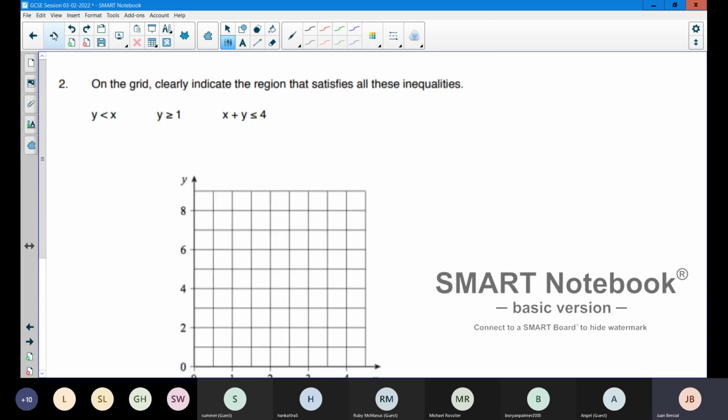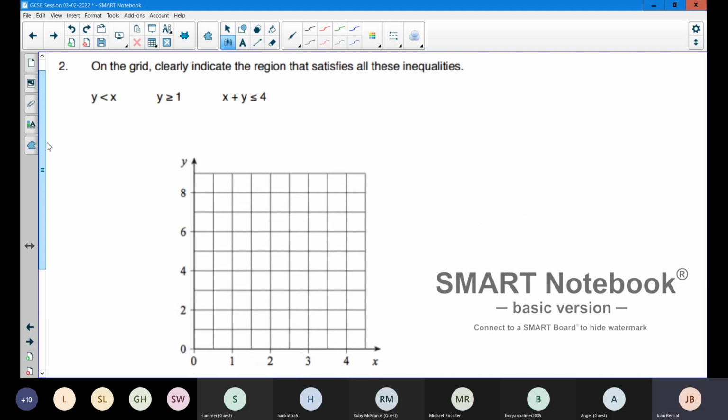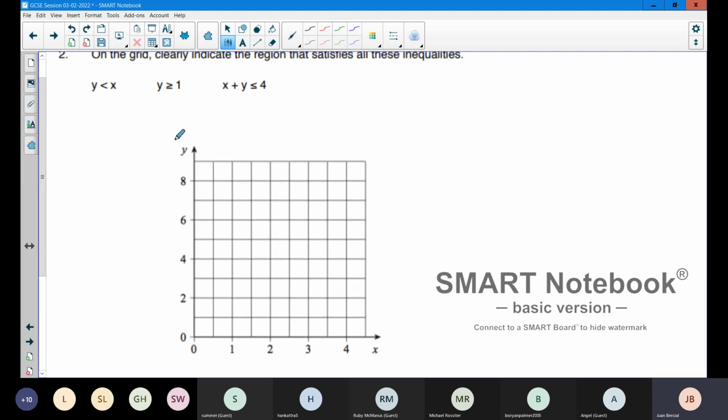Just to practice this one, if you can, please write down these inequalities, and you can just draw a pair of axes. We've got y less than x, y greater than or equal to 1. So here, alert, we're going to have to use a dotted line. This is going to be continuous and continuous. So it's always important to realize if we need that.